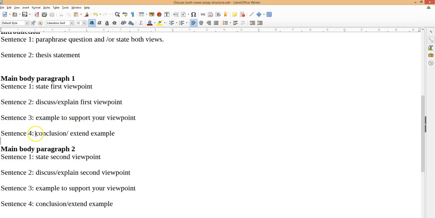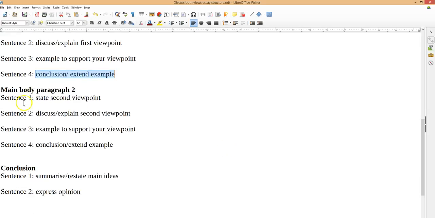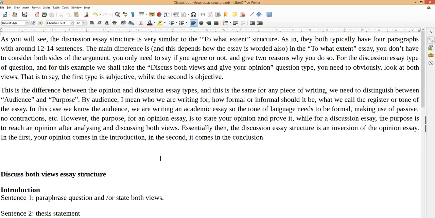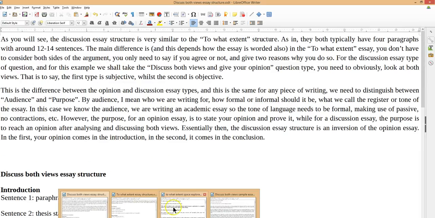And then sentence 4, conclusion or extend the example. It's the same for paragraph 2, or 3. In conclusion, you summarize, restate your main ideas, and then you express your opinion. So, if we compare them, let me just get this open.